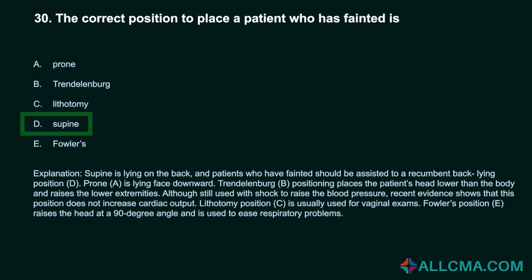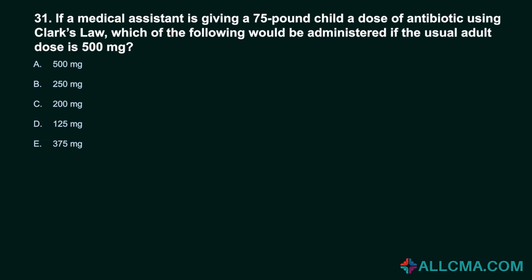Trendelenburg, B, positioning places the patient's head lower than the body and raises the lower extremities. Although still used with shock to raise the blood pressure, recent evidence shows that this position does not increase cardiac output. Lithotomy position, C, is usually used for vaginal exams. Fowler's position, E, raises the head at a 90-degree angle and is used to ease respiratory problems.